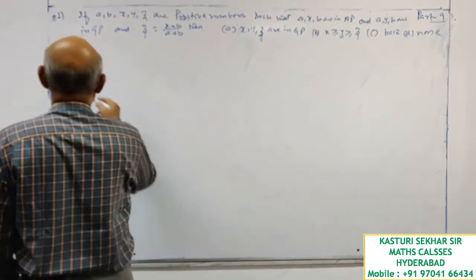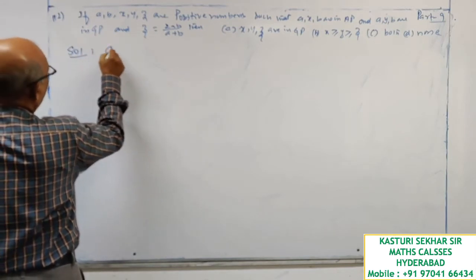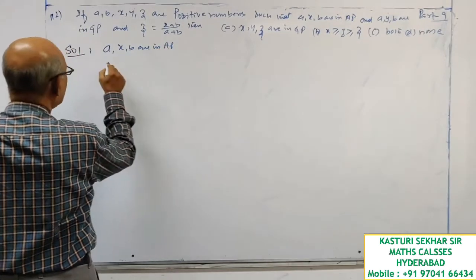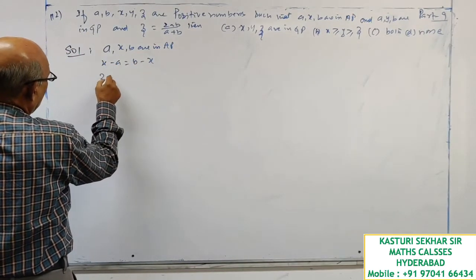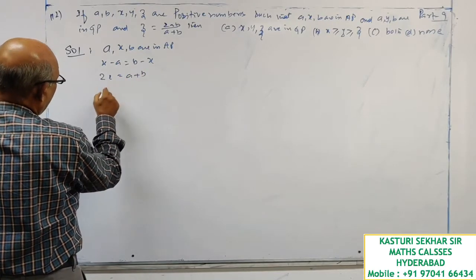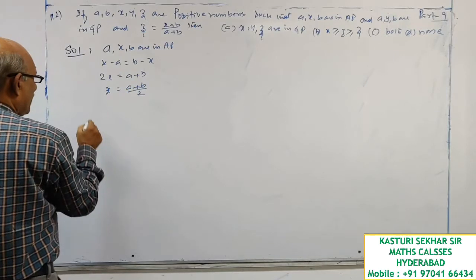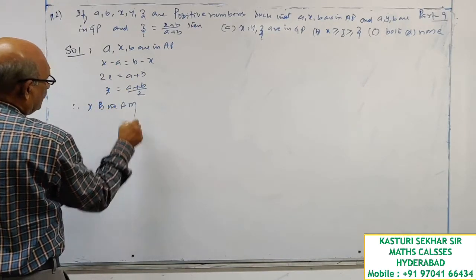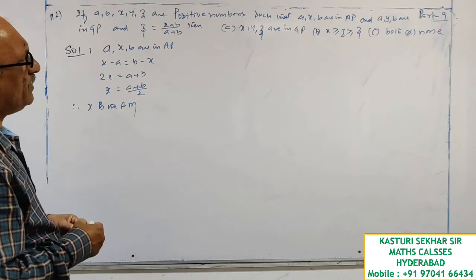Let us see the solution part of this first. a, x, b are in AP. So x minus a is b minus x. 2x is equal to a plus b. x is equal to (a plus b) by 2. Therefore, x is the arithmetic mean.